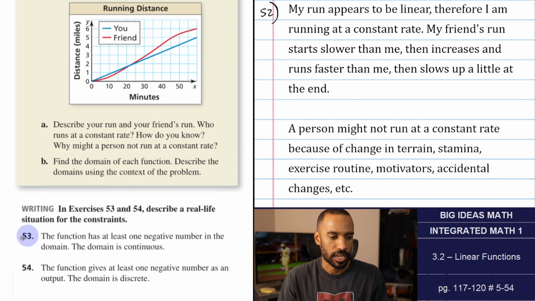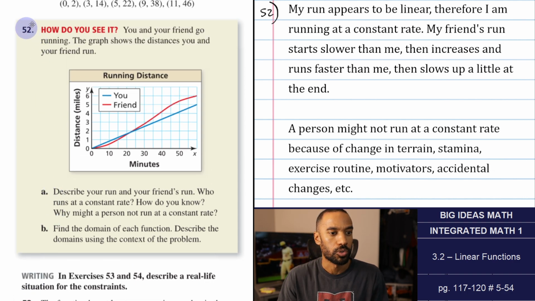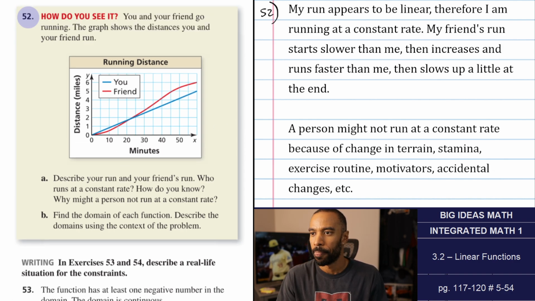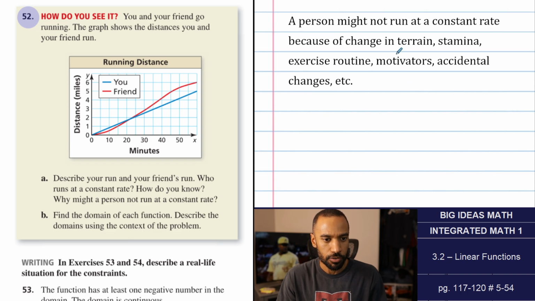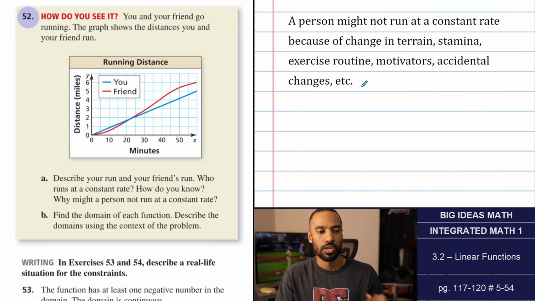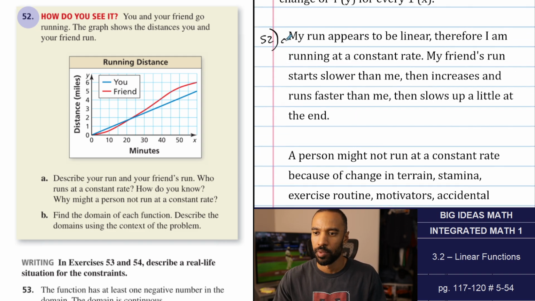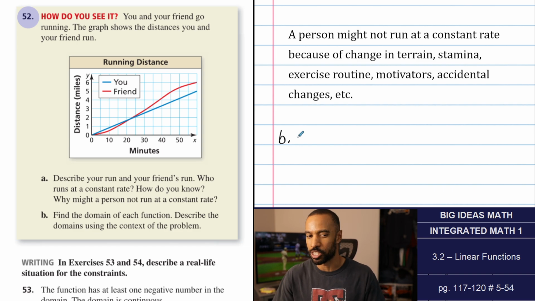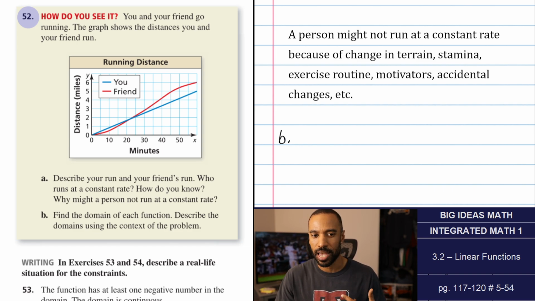Oh, part B. Hold on a second. Find the domain of each function. Oh, so that is a part of this. Find the domain. Describe the domains using the context of the problem. Now, the domain is the same for each function, assuming we end our run there. So this was part A. So part B, I don't see, range is more interesting to me for this problem. Range says that I've only run 5 miles, they've run 6, whatever.